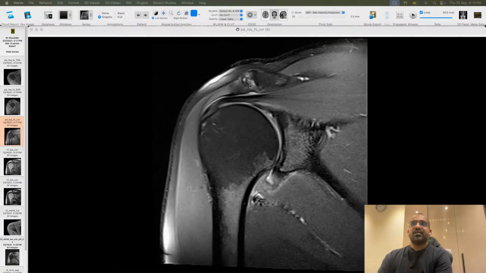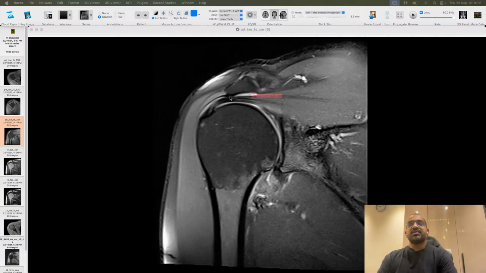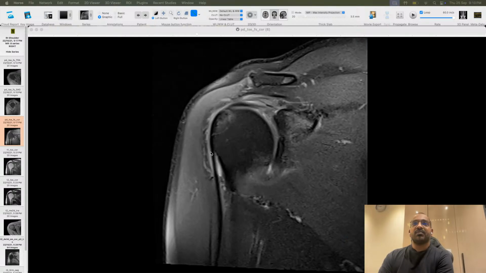Then I told you there is minimal subacromial impingement of supraspinatus tendon, minimal fluid in subacromial subdeltoid bursa, then followed by minimal fluid along long head of biceps tendon. Yeah. Long and short heads.